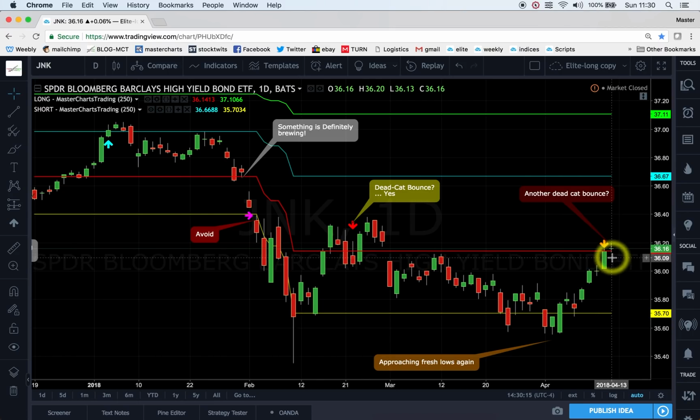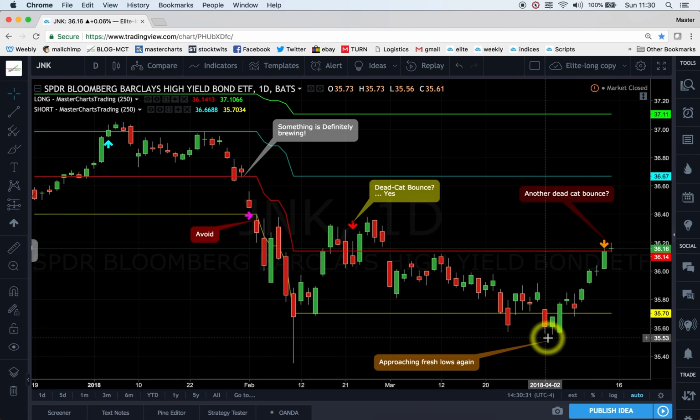So as we speak currently, on the 12th and 13th of April 2018, we can see that the resistance is trying to manifest itself at this red line. So I'm still treating this rally from the early April of 2018 to now as a possible dead cat bounce.